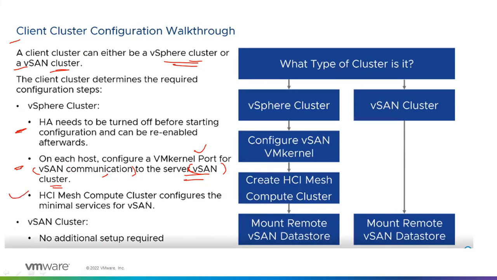HCI Mesh compute cluster configures the minimal setup for vSAN. On the server vSAN cluster, again, no additional setup is required. What it means is, if my server cluster is providing a remote data store to another one, do I need to do something additional there? No. On my server end, I don't need to do any configuration at all. Are we clear? Yes, sir. All right.